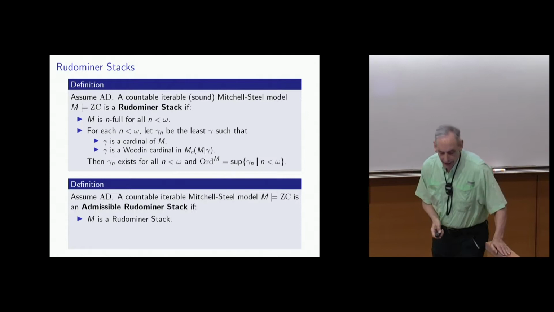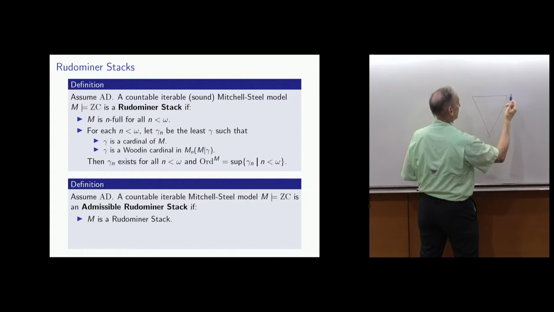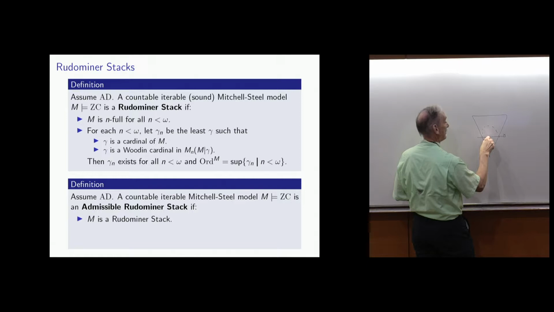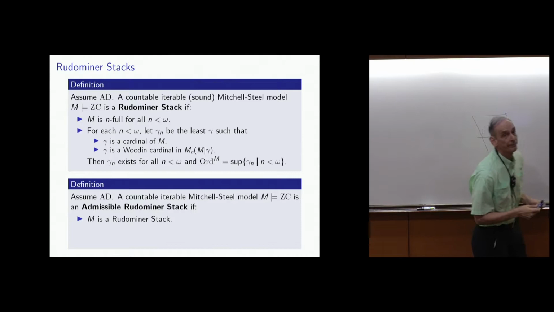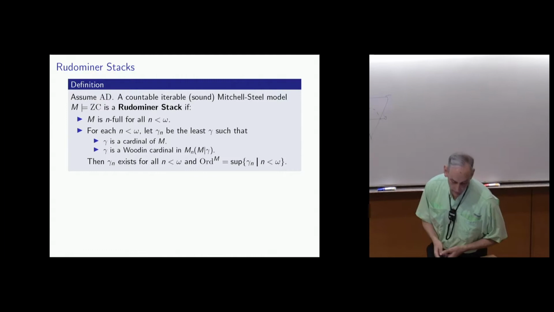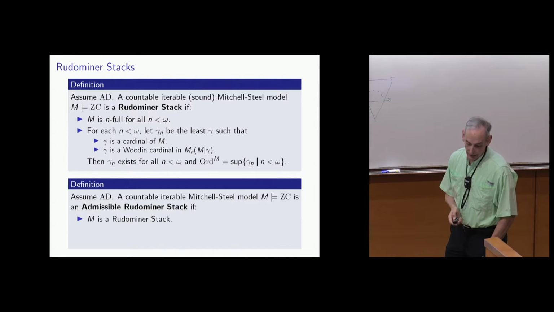Okay, now we can do a slight variant of this and define an admissible Rudimeyer stack. So in a stack, if you were to draw it, this is the model. It's a model of Zermelo, so the cardinals are cofinal. So you're looking at a gamma such that you can build over gamma Mn without, and have gamma stay Woodin. Then you take the least and take the sup over n, that's supposed to go all the way up. Okay, so M omega, the inner model for omega Woodins, restricted to any of its Woodins is not a Rudimeyer stack. Too much reflection.